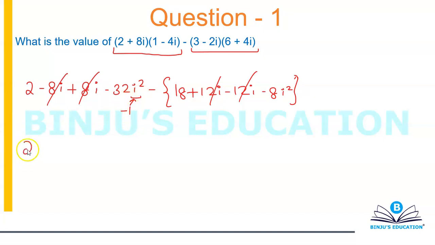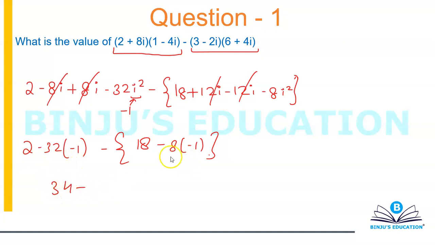So this will become 2 minus 32 into minus 1, minus 18 minus 8 into minus 1. So this will become 2 plus 32, which is 34, minus 18 plus 8, which is 26. So this will give you your answer as 8. So the value is equal to 8, and that's your answer. Simply had to multiply, and then you simply had to subtract, nothing else.